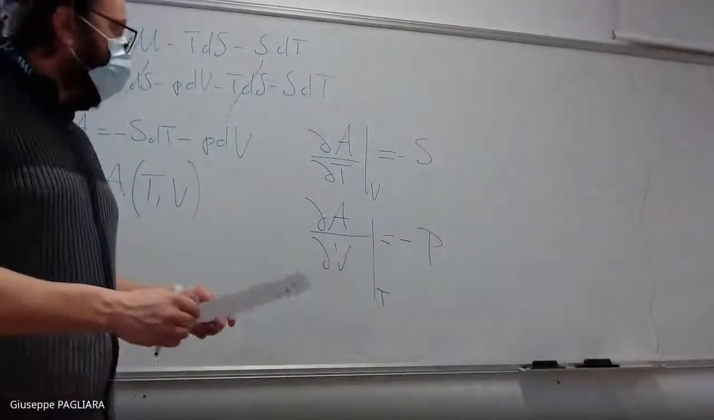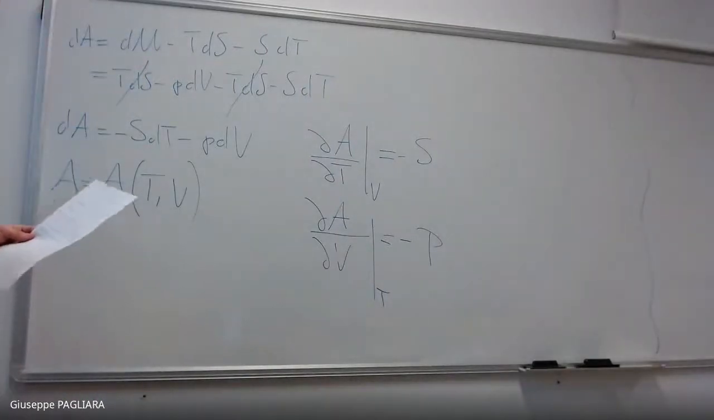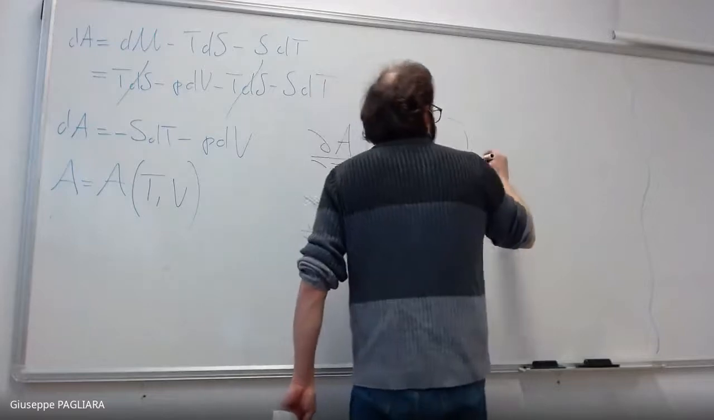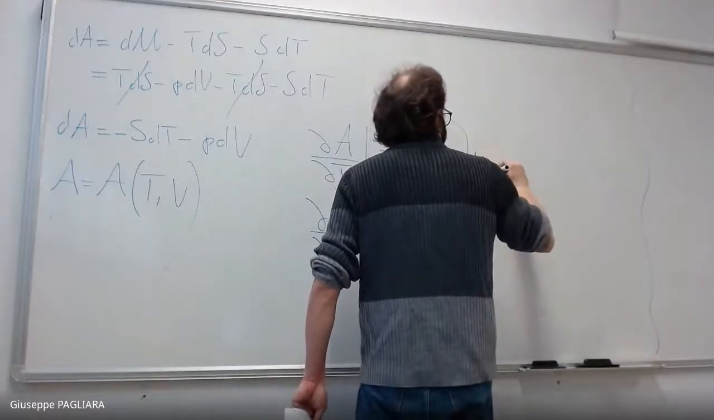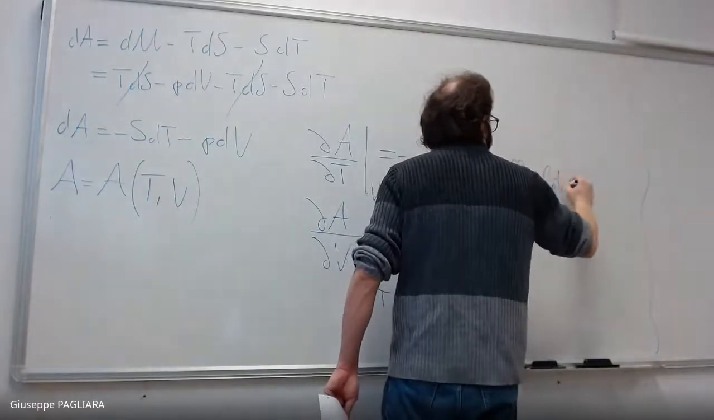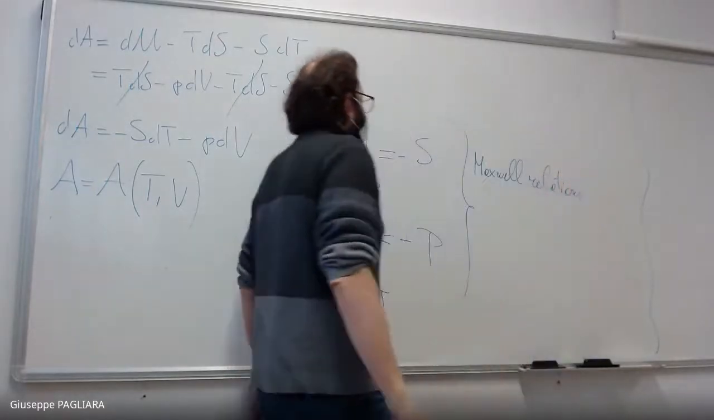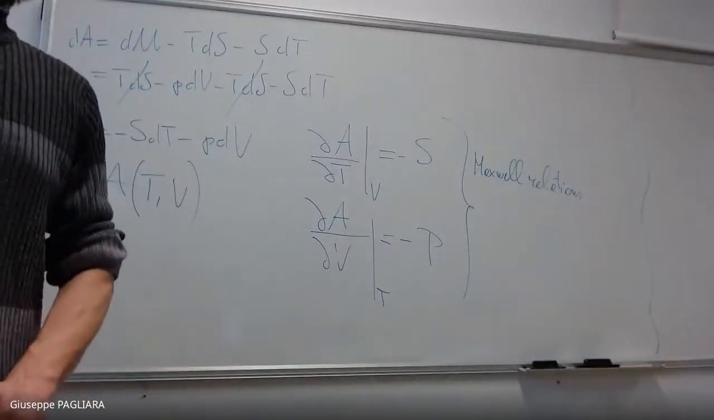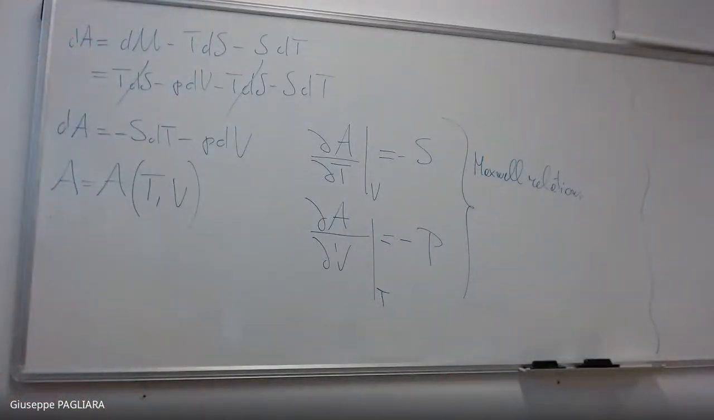Let me check if this is correct. Partial derivative with respect to V at fixed T is minus pressure. Okay, minus. Okay, good. Now these are two other examples of Maxwell relations. And you see here that I obtained what I said before.